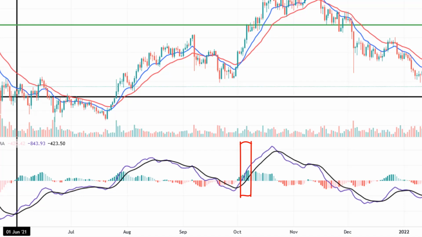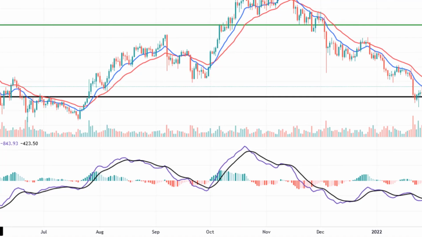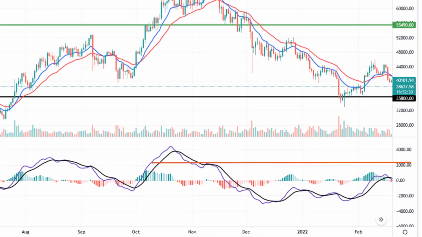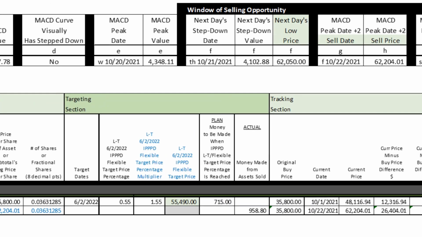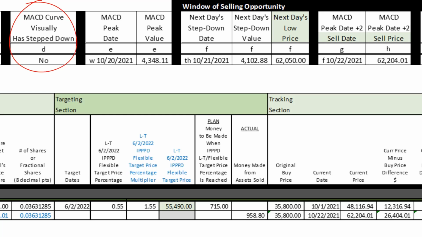B. The MACD line is greater than the signal line. Enter yes for that on the reference sheet. C. Enter 2,857.78 as the October 6th value of the MACD line. Bitcoin's MACD record. D. I can see that on Wednesday, October 6th, the MACD curve has not stepped down. All of the green histogram bars are dark green.